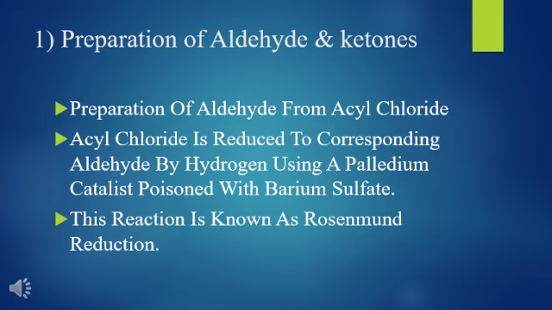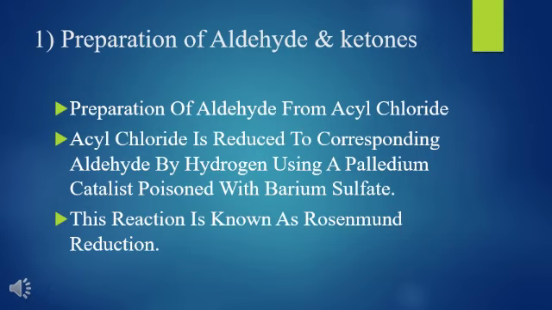In this, first, preparation of aldehyde and ketone from acyl chloride. Both aldehyde and ketone are obtained from this process, but the reactions involved are different. First, preparation of aldehyde from acyl chloride. Acyl chloride is reduced to the corresponding aldehyde by hydrogen using a palladium catalyst poisoned with barium sulfate. This reaction is known as Rosenmund reaction.